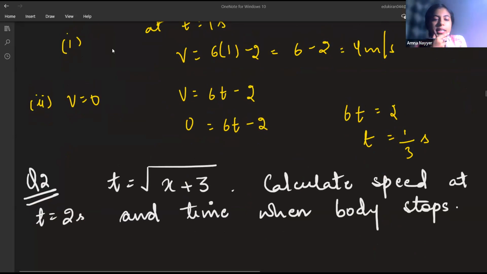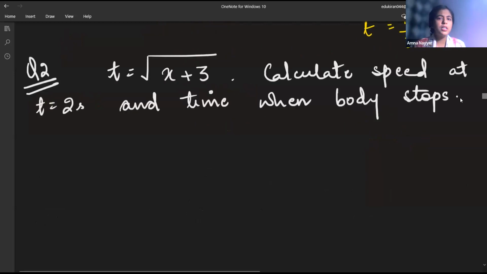Yes, class. Now t is equal to under root x plus 3. So we have the equation of time now. We do not have the equation of distance right now. So how to solve this? We can manipulate this equation and get the equation of distance. You have to find out the speed at t equal to 2 seconds and the time when the body stops. It's a similar question, but the modification is that t is equal to under root x plus 3 is given.